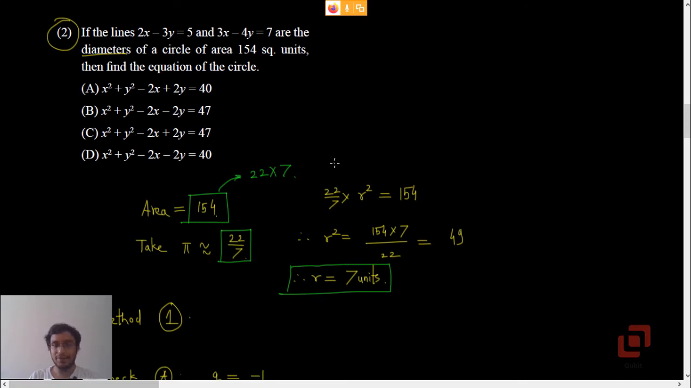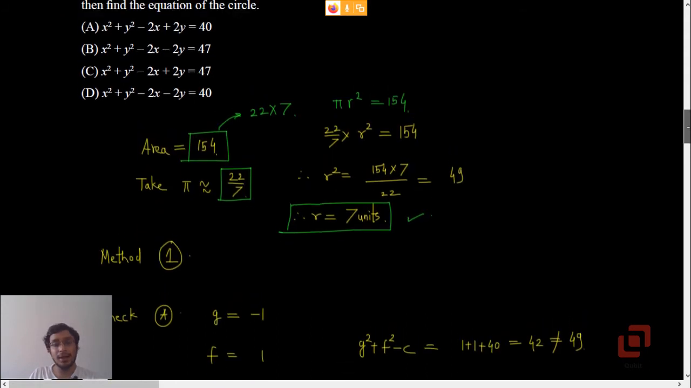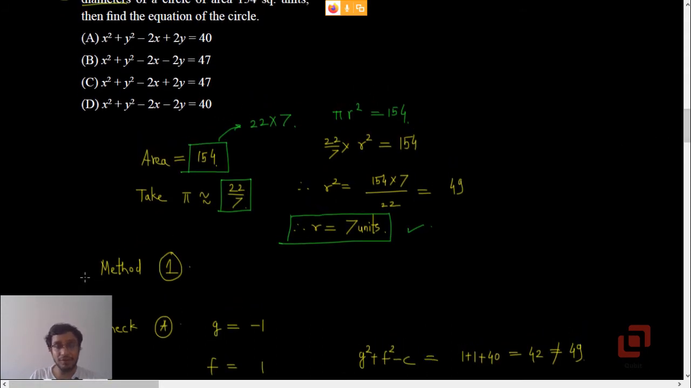All of us know that area of circle is pi r squared. In this problem it is 154, so you can easily simplify this and check that the radius of the circle is indeed 7 units. Then in the first method that I have used to solve this problem, I have checked what the radius of circle in A, B, C and D is.